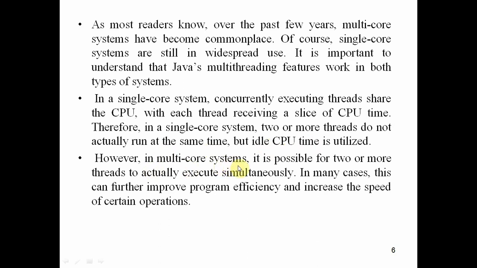However, in multi-core systems, it is possible for two or more threads to actually execute simultaneously. That means we divide a program into multiple parts, then we execute one part on one CPU or one processor, and we execute the second part on another CPU. Like that we can execute a multi-threaded program in multi-core systems. With that we can improve the program efficiency and increase the speed of execution of the applications.